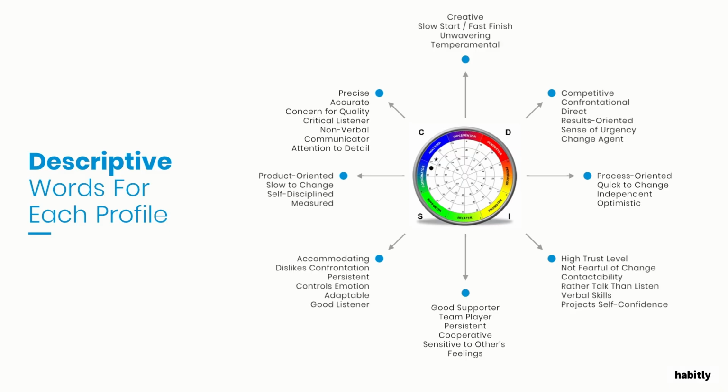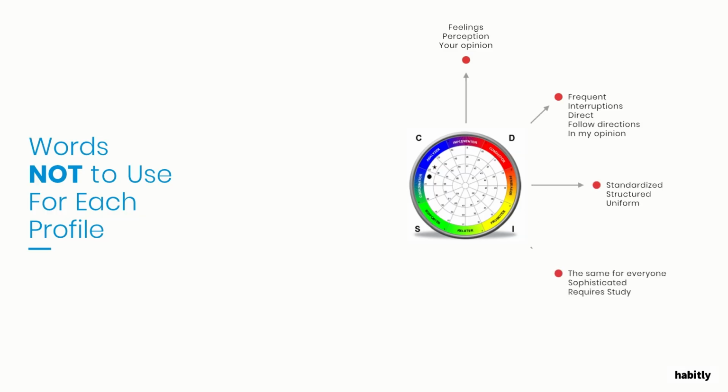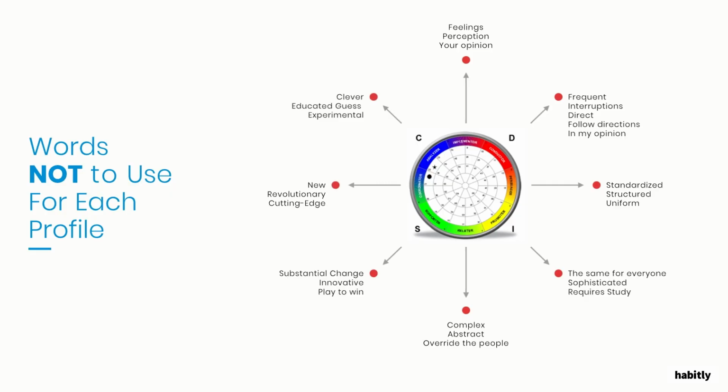Next, this is kind of interesting. Words not to use for each profile. You're thinking, well, what does that mean? Well, think about it. If you look just to the left on the top, you have an analyzer. That's a high C. So if you walk up to a high C and you say, hey, I want you to spend the next 2 days working on this project. It's a guess that I have, it might work. They're not going to like that.